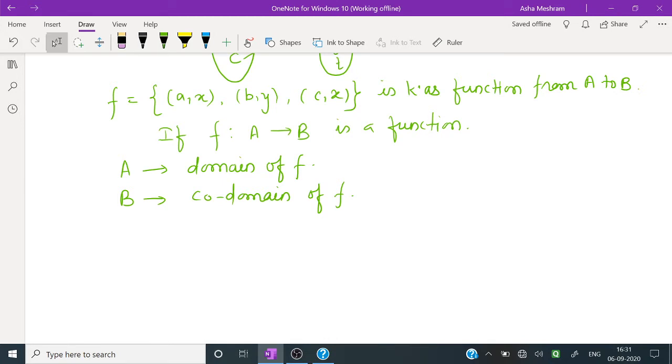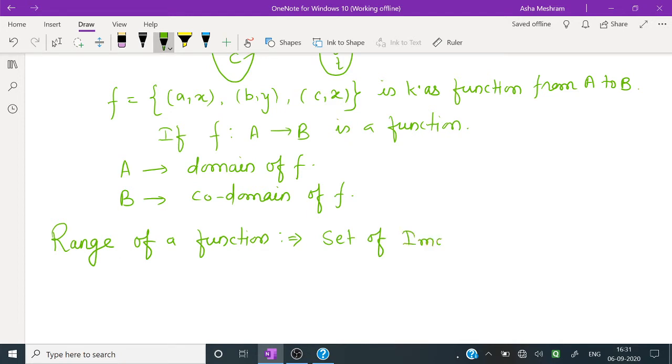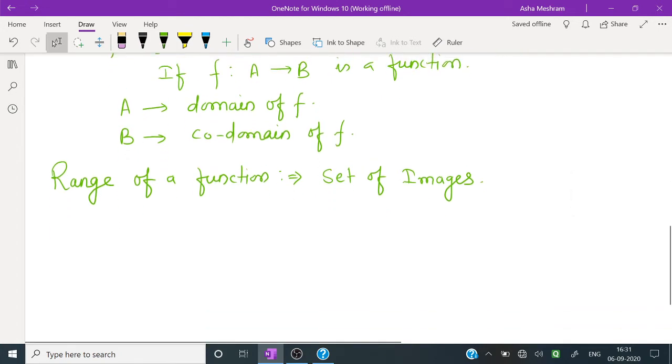Next we define the range of a function. What is meant by the range of a function? In general, it is the set of images. Now what is meant by image?